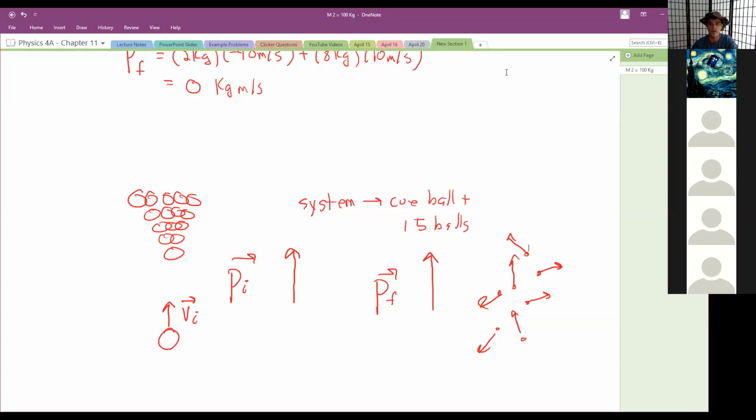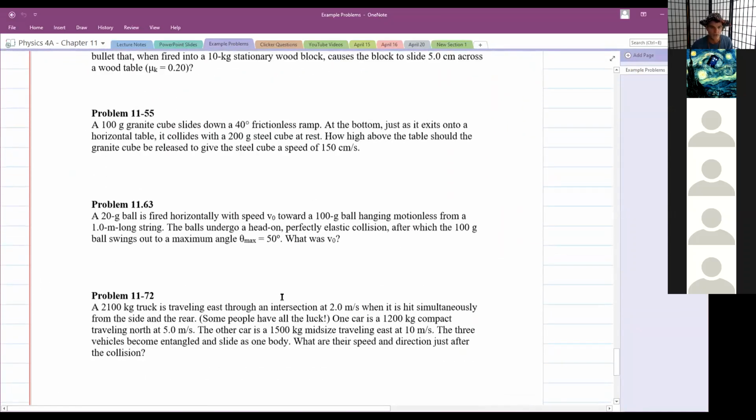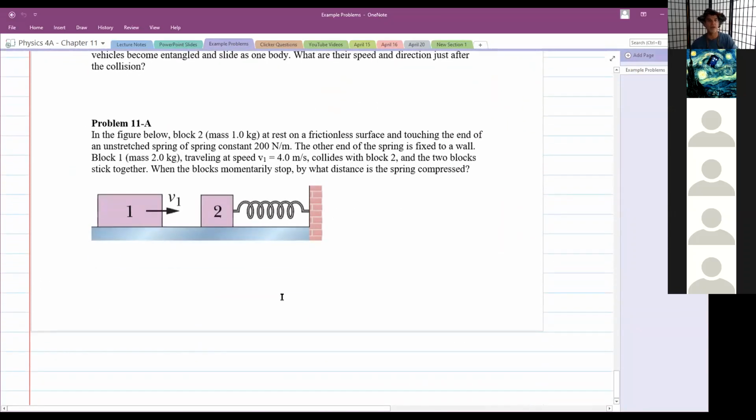Now, if you try to model this using conservation of energy, extremely challenging, but momentum is always conserved in a collision. Okay, so let me do one more really great example problem and then do another question or two if we have time. So this is example problem 11A.